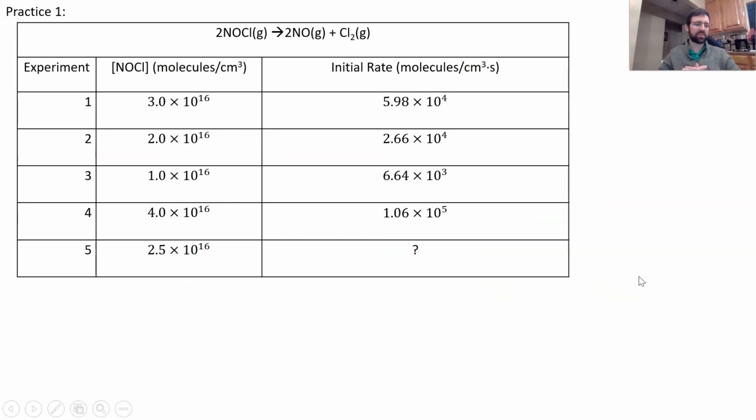Okay, that's it for the graphs. We'll come back and do some more of those in a later set of notes. Let's do some practice with an actual chemical reaction doing rate law. So I've got experiments 1, 2, 3, 4, and 5. I've got some concentration units that are a little bit different, but we can still use those.